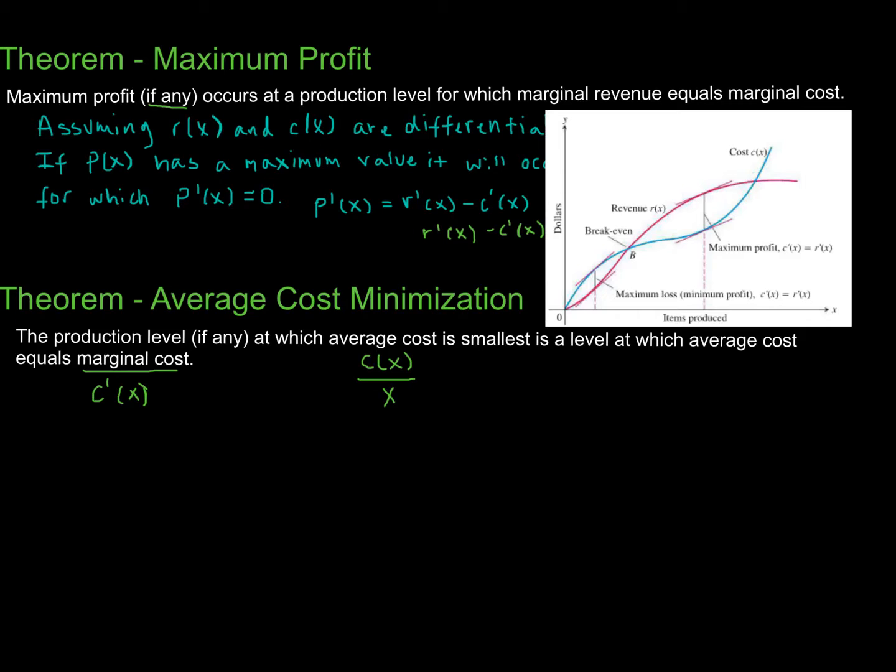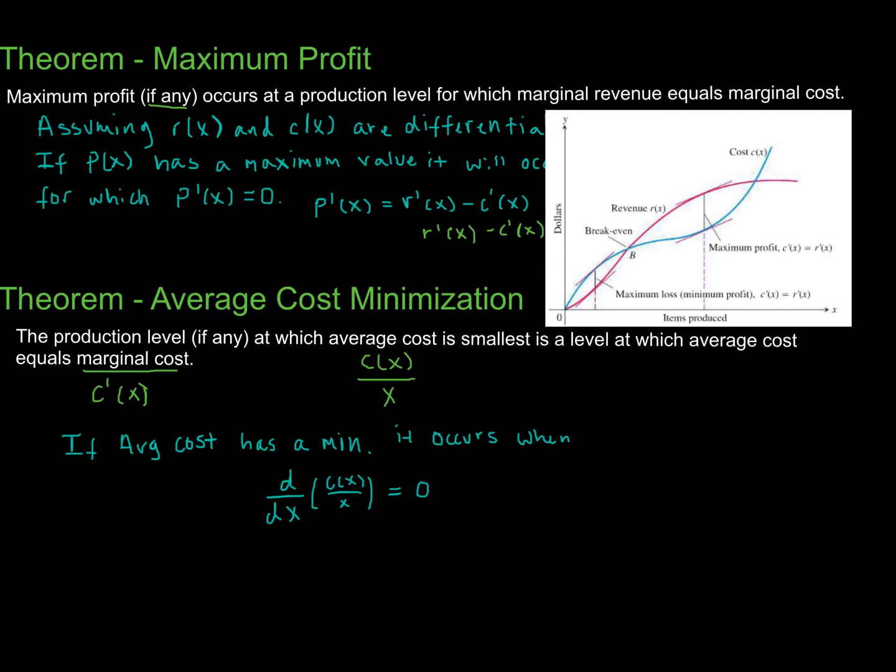Now, we want to make average cost smallest. We want to minimize the average cost. And remember, a minimum or a maximum will occur at critical points for this particular function. So this function will need to be minimized, and therefore we want to take the derivative of this function and set it equal to 0. So average cost will be smallest when the derivative of this equals 0.